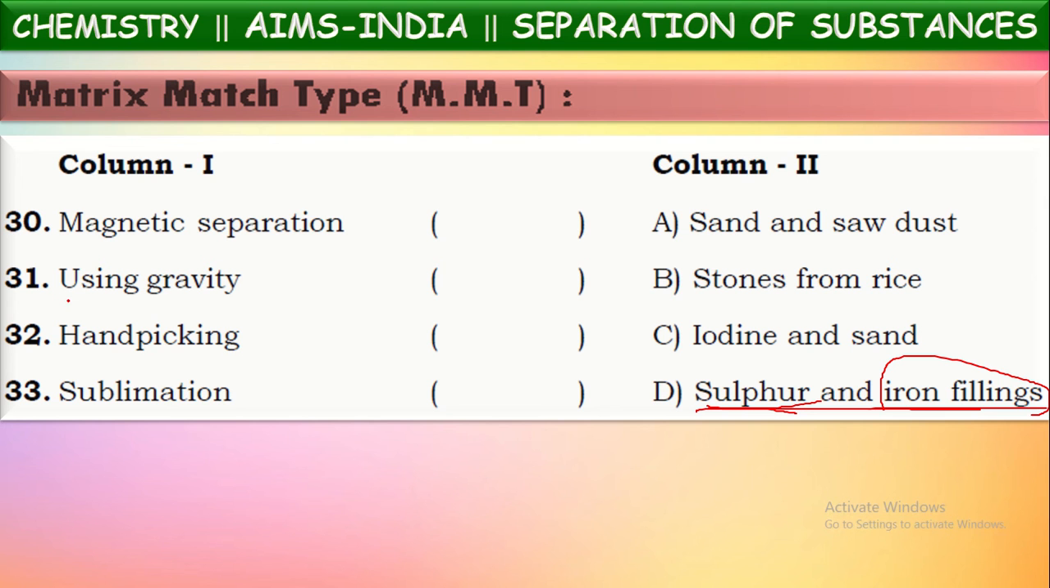Next, using gravity. Generally, this gravity method is used for the separation of mixtures in which one component is lighter than the other one, predominantly. Say, in the first option, we have seen sand and sawdust. In this, clearly we can say sand is the heavier component, whereas sawdust is the lighter component. Now we can separate this mixture by using the gravity method.